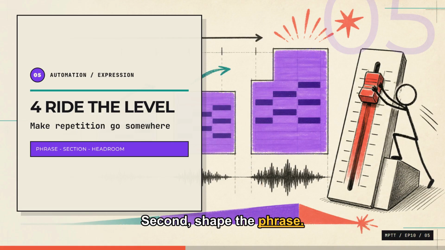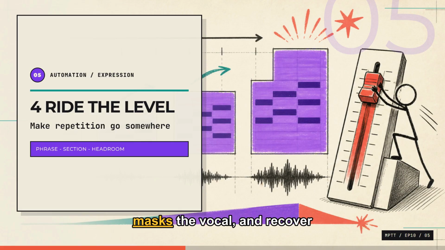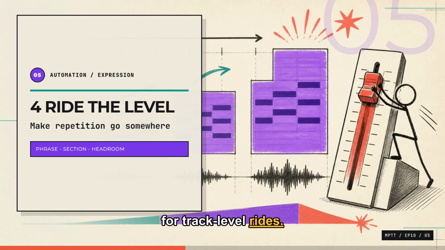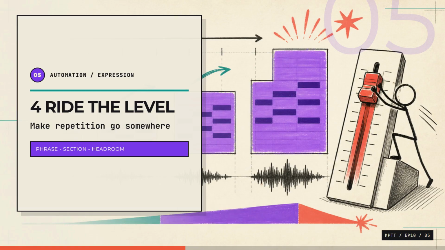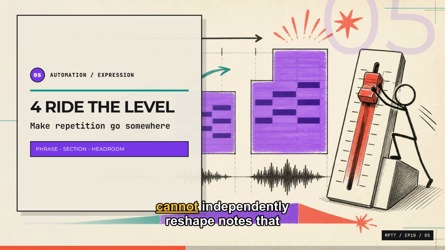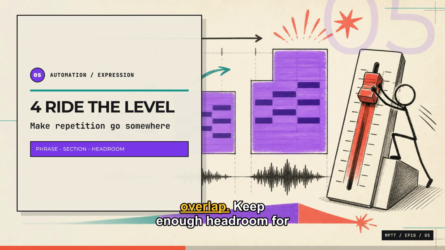Second, shape the phrase. Raise an entrance that needs emphasis, tuck a sustain that masks the vocal, and recover the tail when space opens again. Use the track fader for track-level rides. For individual MIDI notes, use velocity or per-note expression when the instrument supports it. One track volume lane cannot independently reshape notes that overlap.